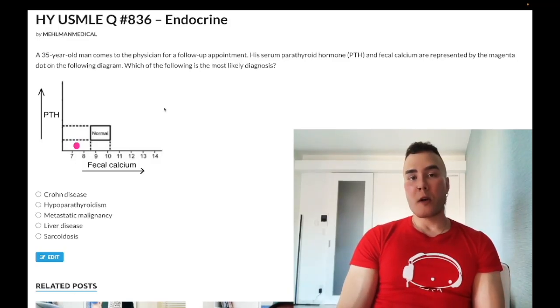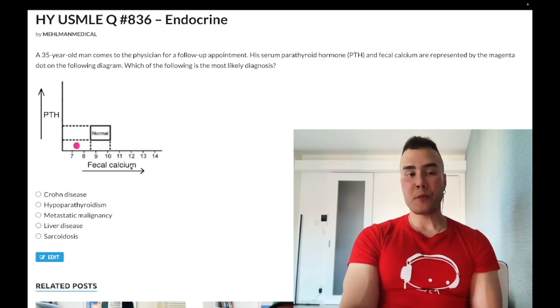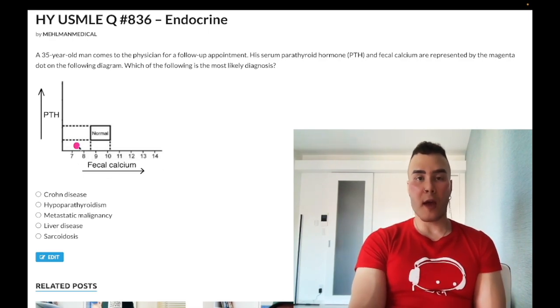How's it going, guys? Difficult question for endocrine for Step 1. We have a 35-year-old man and his serum PTH and fecal calcium, unusual variable, plotted as the magenta dot here on the diagram. Question wants to know the most likely diagnosis. Let's get to the answer choices here.